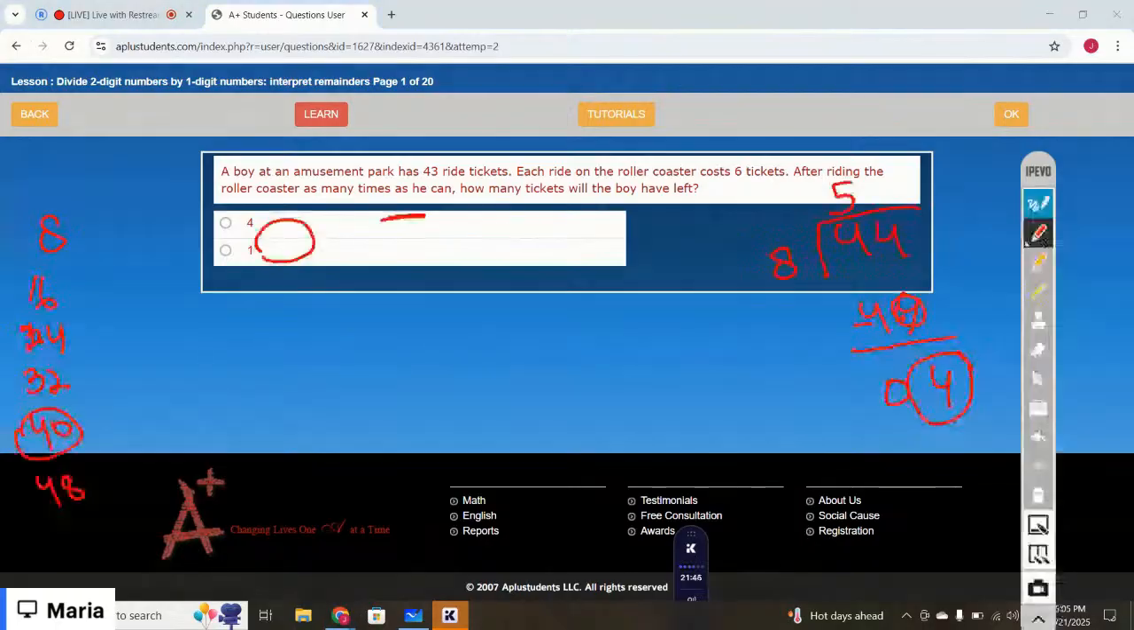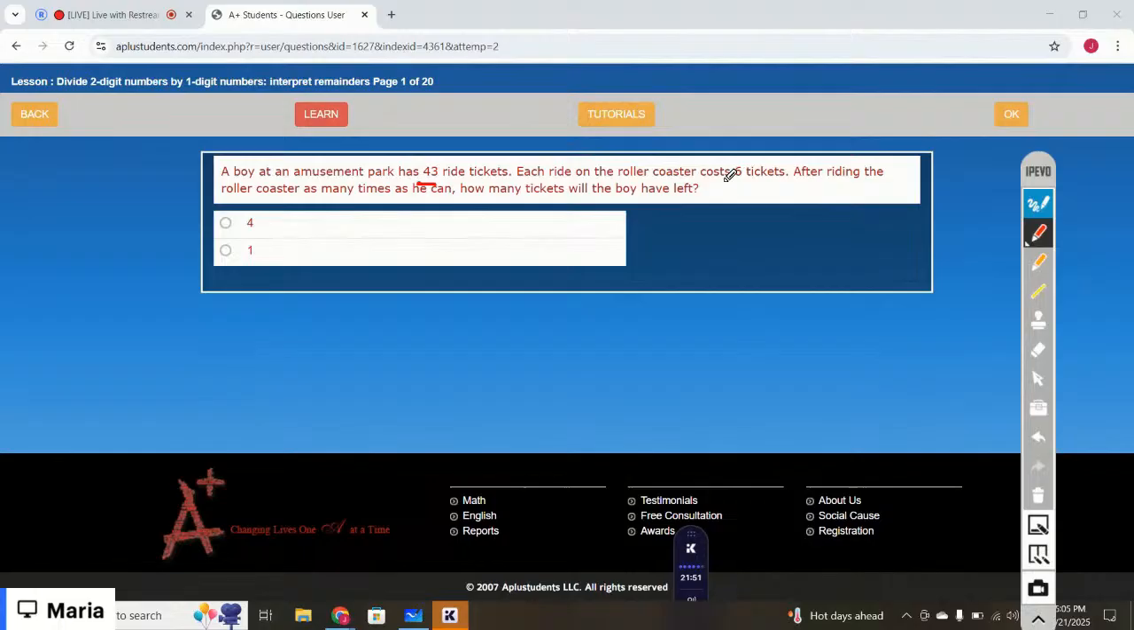A boy at an amusement park has 43 ride tickets. Each ride on the roller coaster costs 6 tickets. After riding the roller coaster as many times as he can, how many tickets will the boy have left? Let's just divide it by 6. 43 divided by 6. 6 times 7 is 42, and we have the remainder 1.